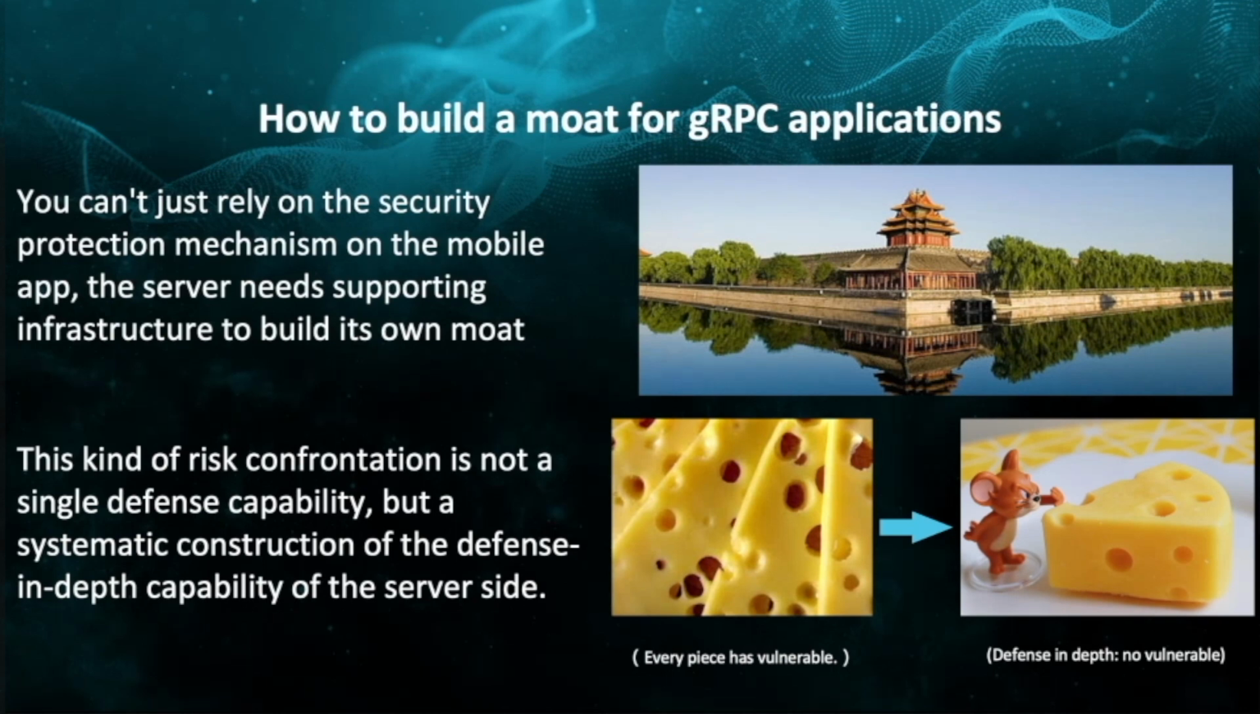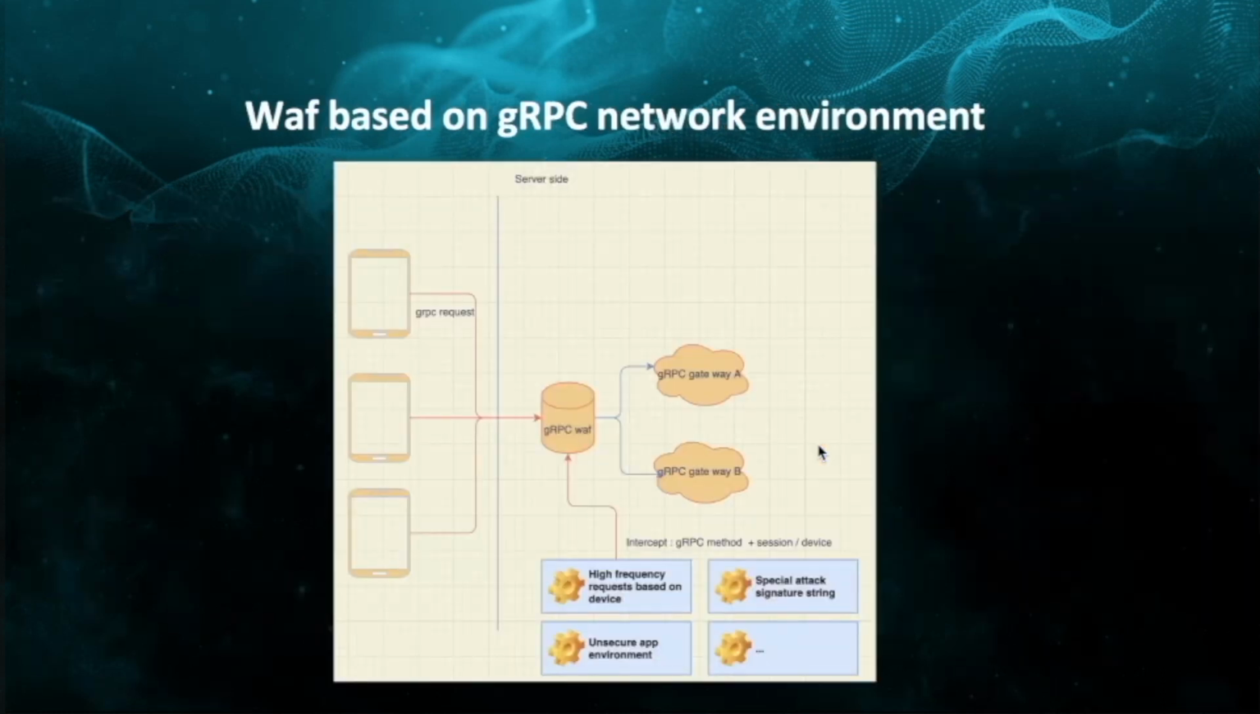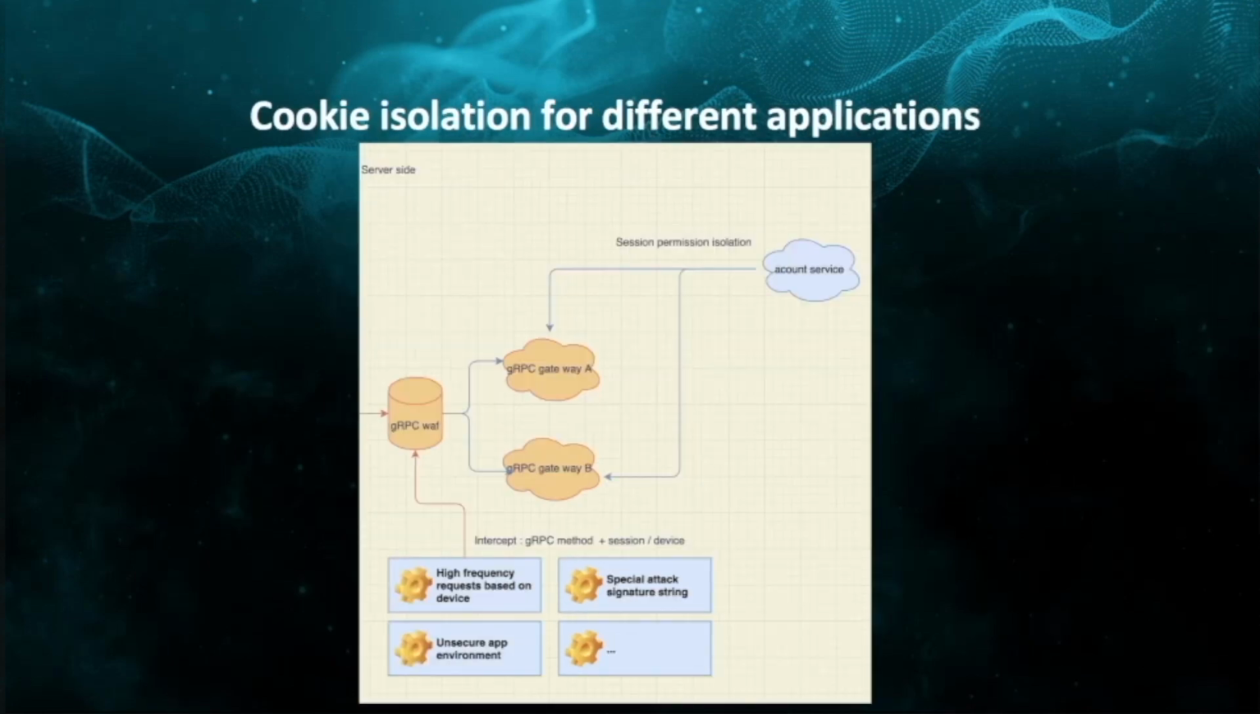Next, I will introduce several security defense methods for applications based on the gRPC protocol. The first is the WAF system based on the gRPC protocol, which can quickly intercept most known attack payloads based on the configuration. Then there is cookie isolation. We can set cookie isolation under different applications to ensure that a single point of attack cannot affect all applications.